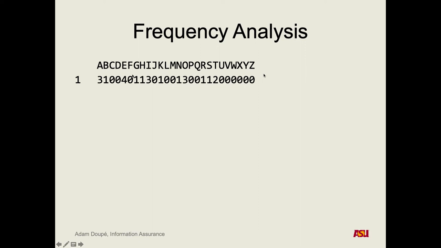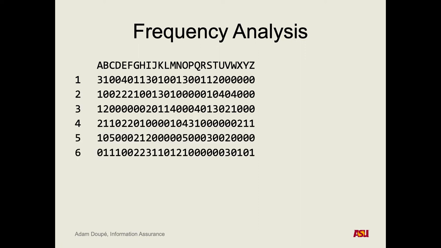We're just literally counting. In the first ciphertext, there are 3 A's, 1 B, 0 C, 0 D, 4 E, 1 F, and so on all the way through. And we can just do this for each of the ciphertexts. This is not all of our alphabets. This is not kind of crazy.